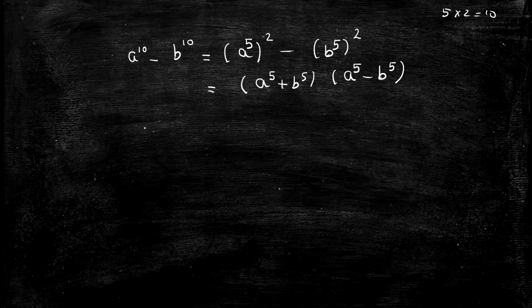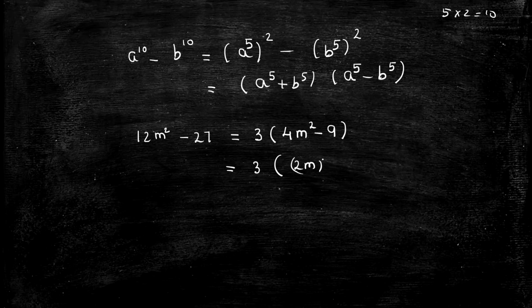Can we try out one more example? 12m square minus 27. If we see here, first take out the common factor. 3 is common. If I take out 3 common, then I have got 4m square minus 9. And then I get it in the form of a square minus b square, 2m the whole square minus 3 square. 3 into, now it is a plus b, 2m plus 3 into 2m minus 3.